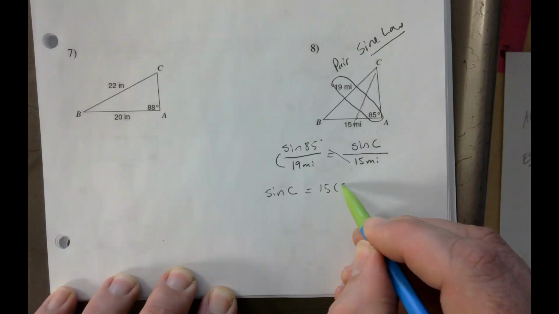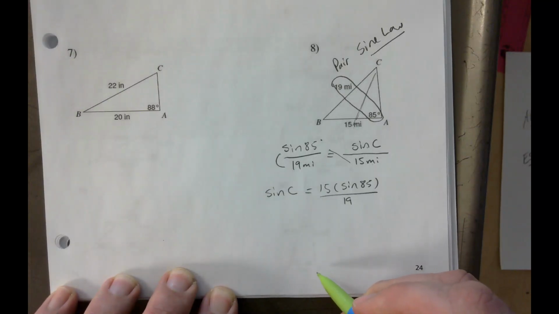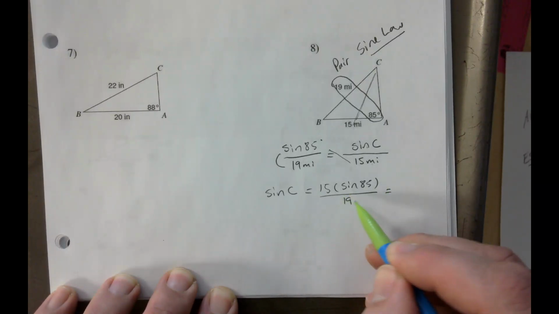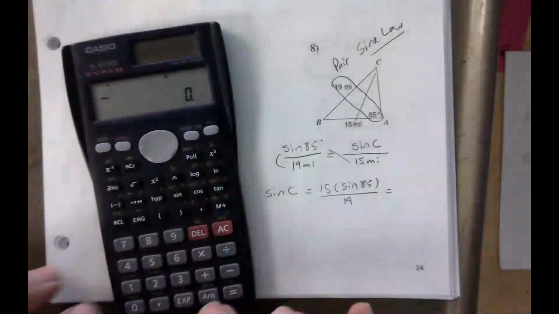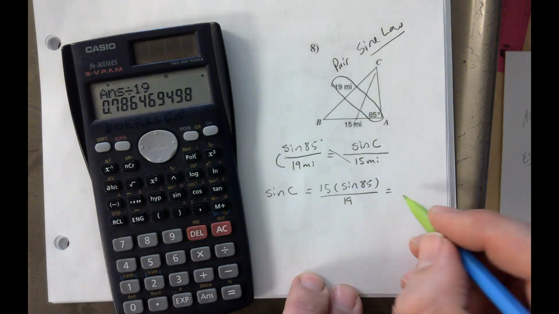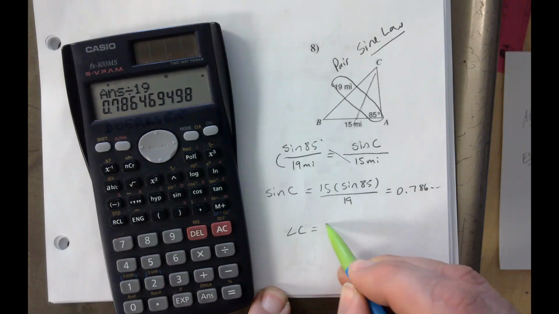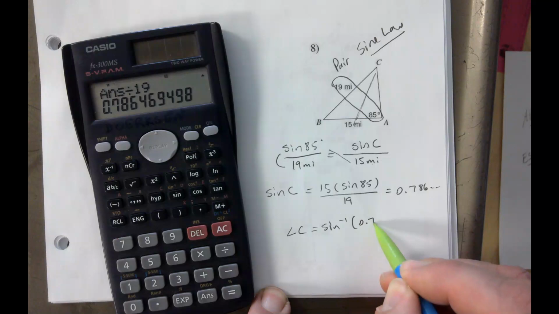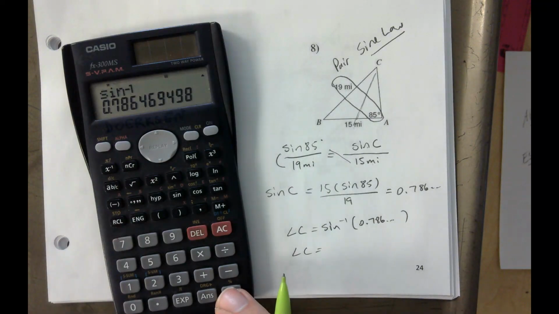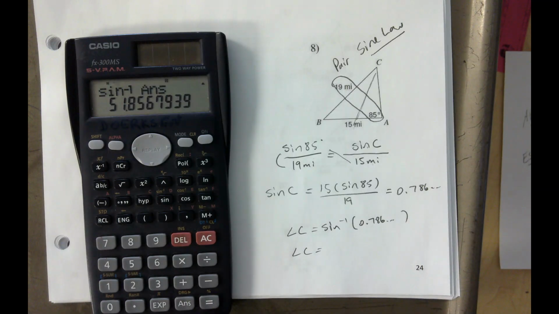So sine of C, you got to cross multiply and divide. Don't drop that just yet, okay? There we go. And let's get this as a decimal. I don't have the worked out key, so I'm doing this with you. There we go. 0.786. Do not round. If you do round, 4 decimals minimum. And then you go shift sine to get the inverse, and you get 51.86.